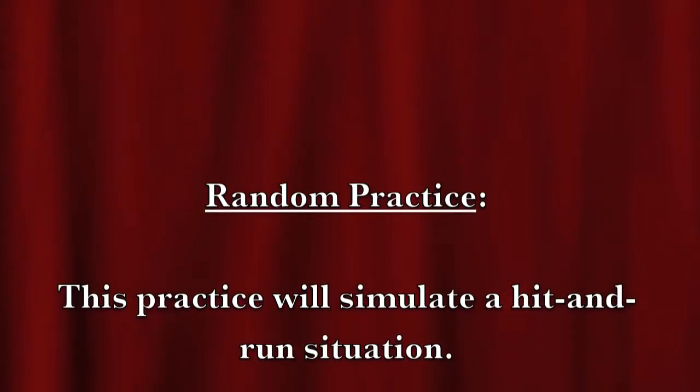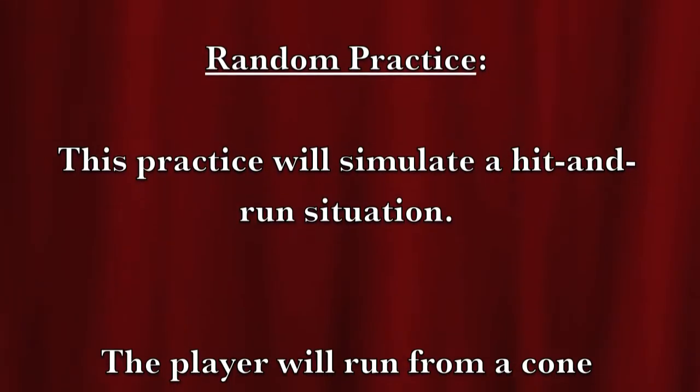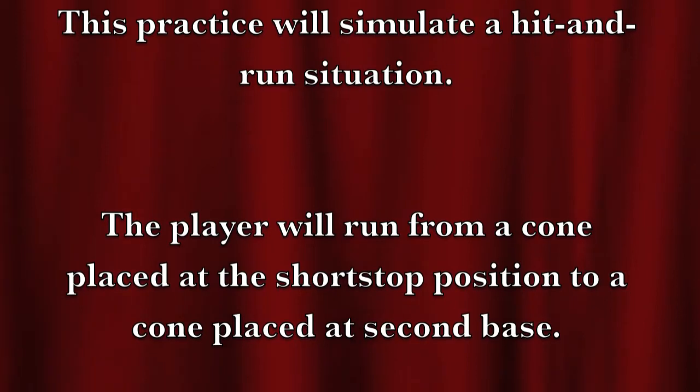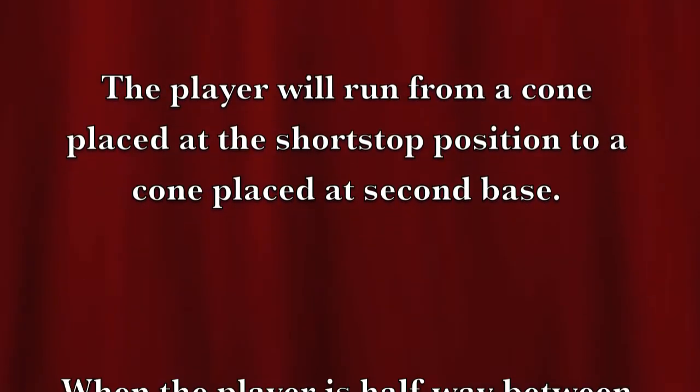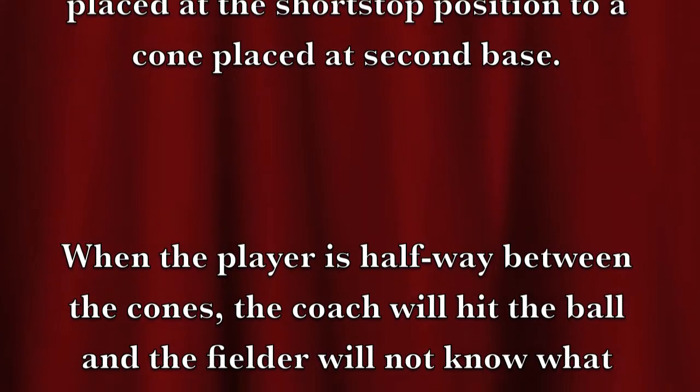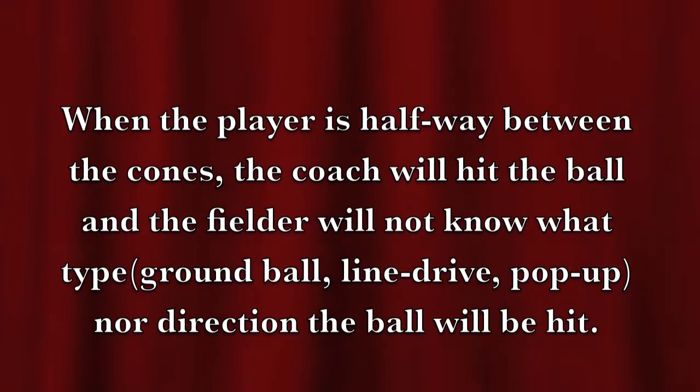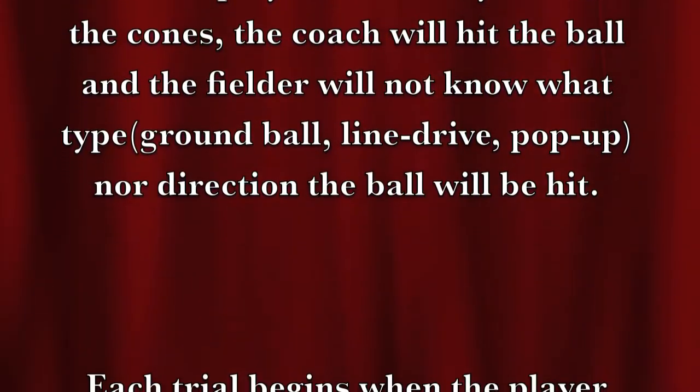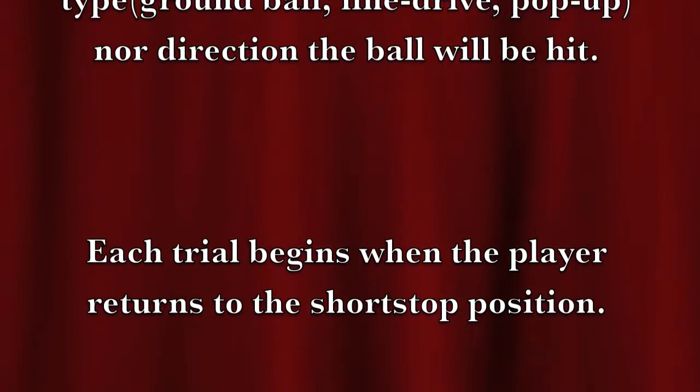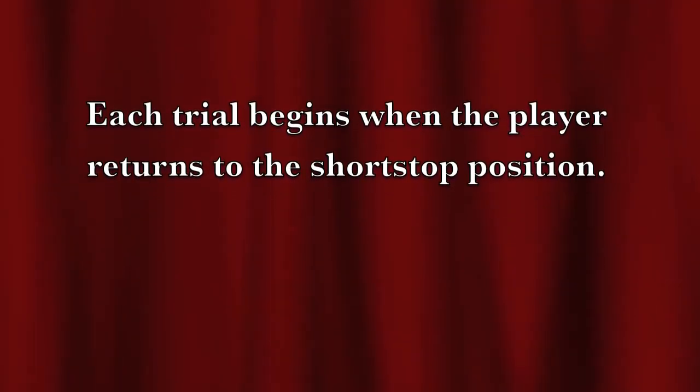Random practice. This practice will simulate a hit-and-run situation. The player will run from a cone placed at the shortstop position to a cone placed at second base. When the player is halfway between the cones, the coach will hit the ball and the fielder will not know what type nor direction the ball will be hit. Each trial begins when the player returns to the shortstop position.